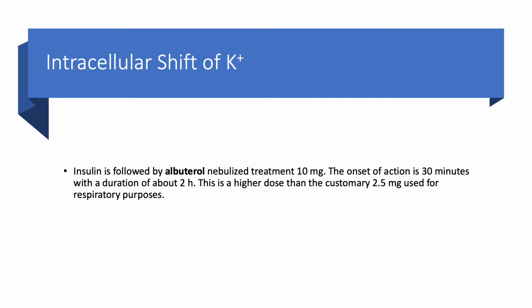We're not interested in giving a breathing treatment just for the sake of doing that. We want to drive potassium intracellularly, so the onset is also fast, about 30 minutes, lasts also about 2 hours. And again, this is higher than the usual dose, so make sure you let them know that this is for hyperkalemia. Okay, so now we've done the calcium gluconate if it's indicated, we've done the insulin, and we've done the albuterol. What's next?